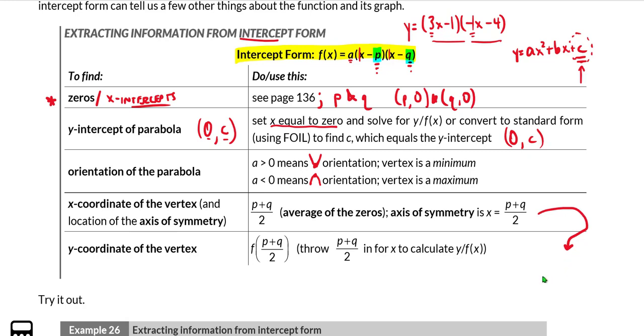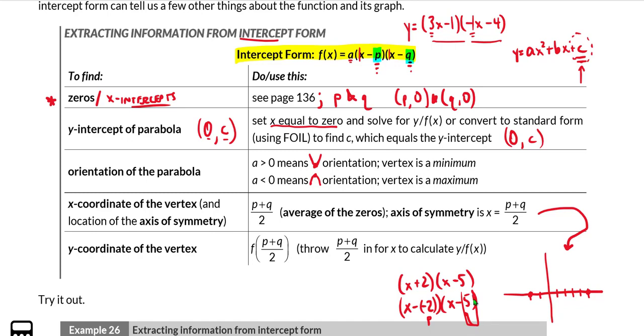I'm going to do this down here. Let's say that you have zeros at, I don't know, -2 and 5. So maybe you have something like x plus 2 times x minus 5. Remember that x plus 2 is the same as x minus -2, and x minus 5 is obviously x minus 5. So you have your p there and your q there. Your p is -2, your q is positive 5.